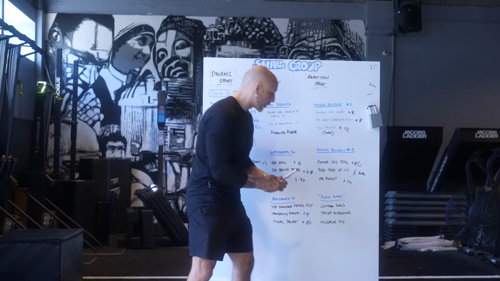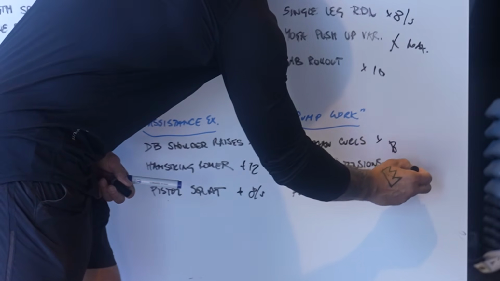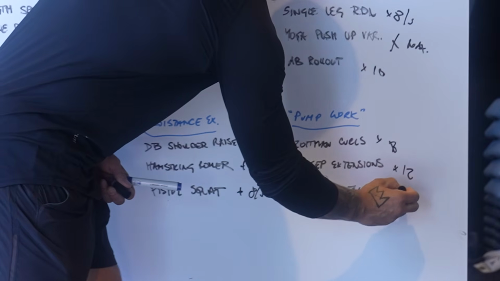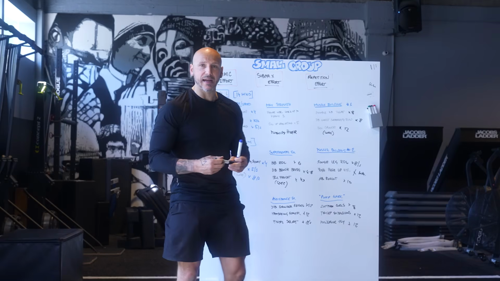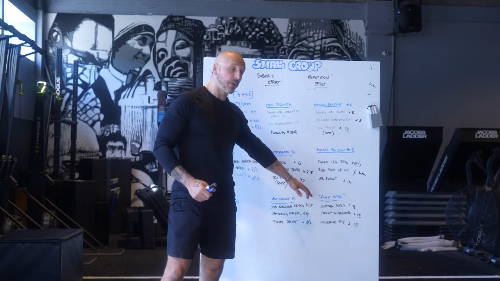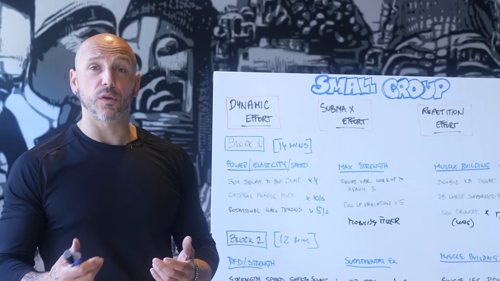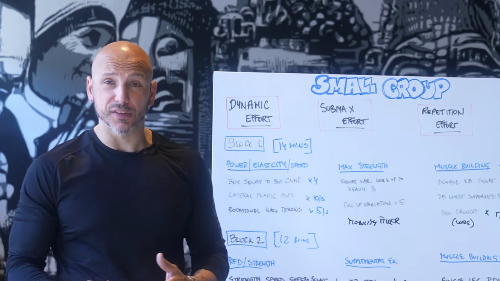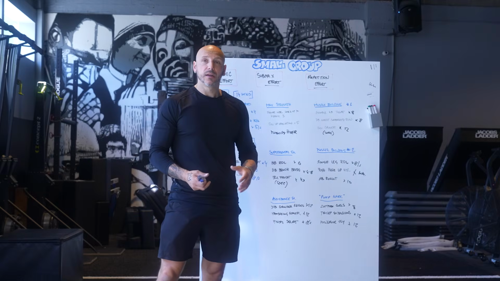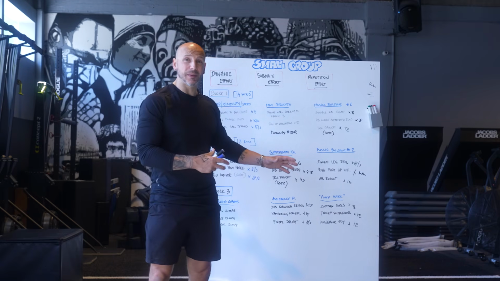So we'll do like a Zottman curl for 8, tricep extensions for 12, and then posterior flies for 12, right? So we hit that upper back as well. And this is pump work for the upper body. We'll rotate them. So the next program might have some pump work for the lower body, right? So we might have single leg hip thrusts, lateral band walks. If it's our strong hinge day, we might have, again, a booty pump at the end.